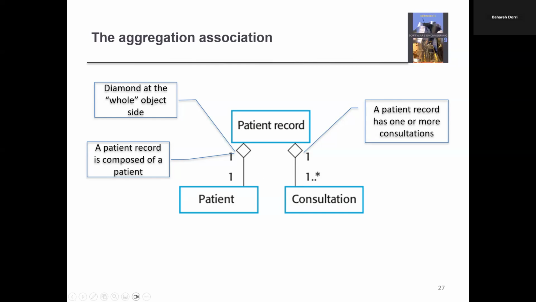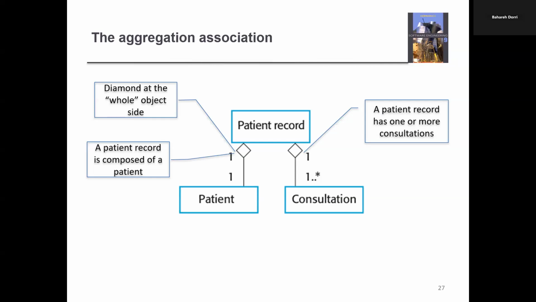A filled diamond would mean strong composition, meaning the parts cannot exist without the whole. Here we see empty diamonds, which indicate aggregation, a looser has a relationship, but still showing structural connection.